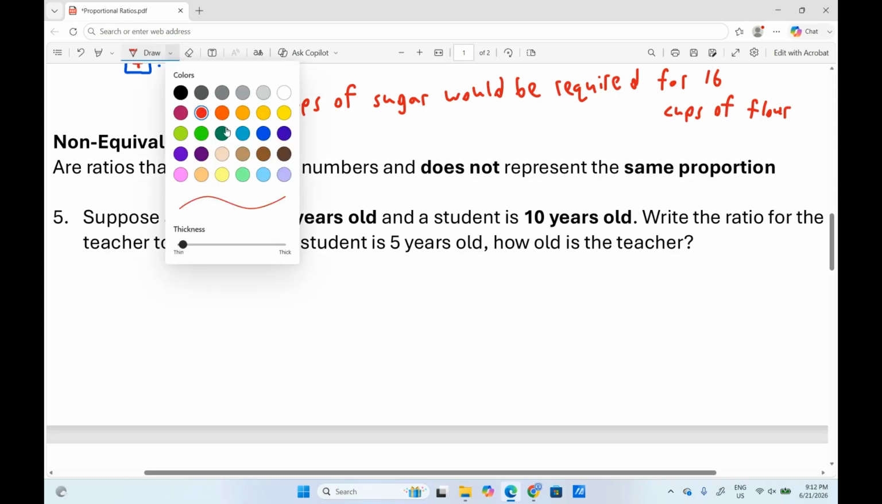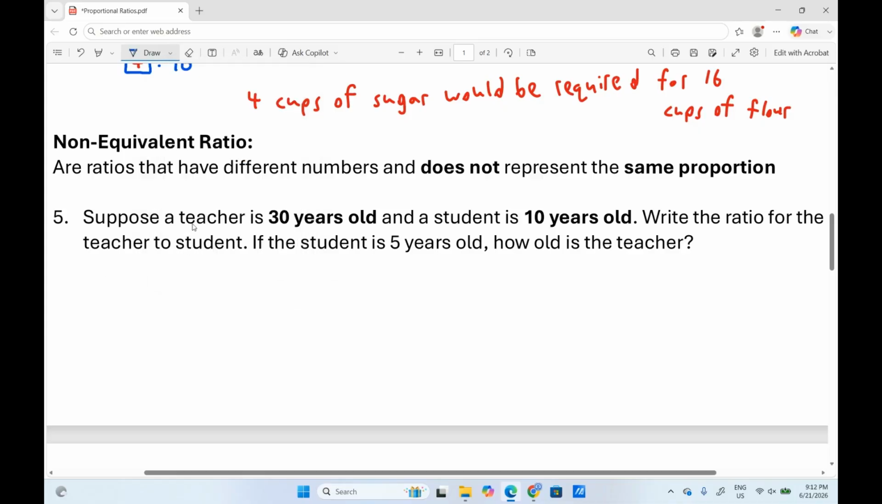Let's do that first. Let's write the ratio for teacher to student. Since teacher came first, I'm going to let T represent teacher, and S represent student. The teacher is 30 years old and the student is 10 years old, so that's going to be 30 to 10. Now the next question is, if the student is 5 years old, how old is the teacher?